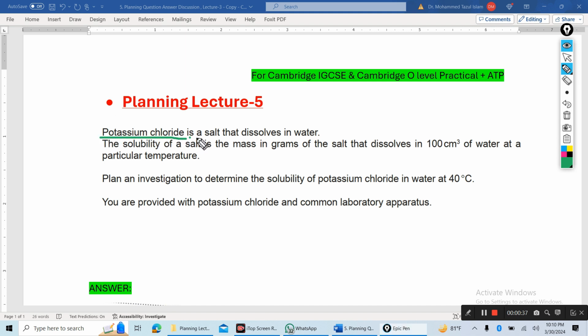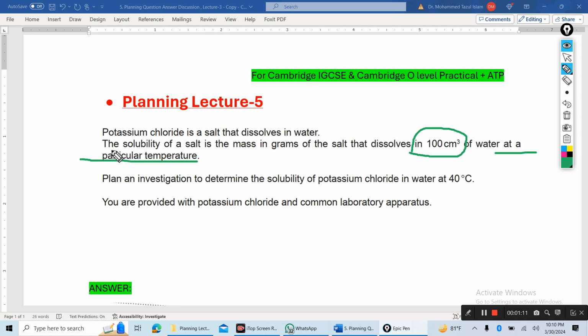Potassium chloride is a salt that dissolves in water. The solubility of a salt is the mass in gram of the salt that dissolves in 100 gram of water at a particular temperature. Means, at a particular temperature, the mass in gram of salt that dissolves in 100 gram of water is known as solubility.